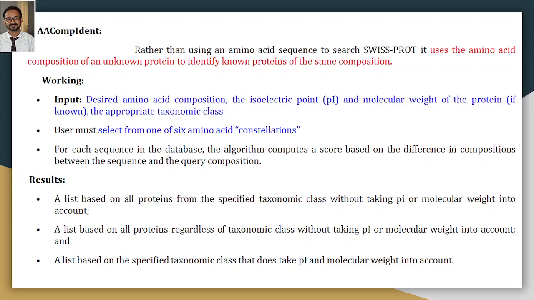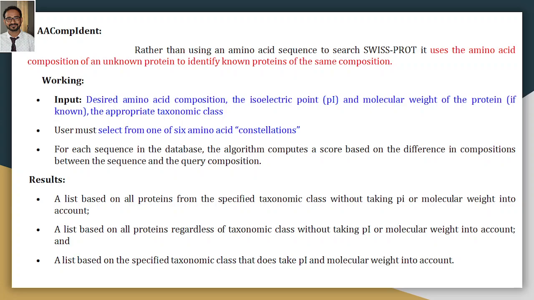Now, how it works: input any desired amino acid composition, and for example isoelectric point, pI, or molecular weight of the protein. These are all related to the composition of the amino acids, right? The appropriate taxonomy class has to be mentioned. Next, the user must select one of the 6 amino acid constellations. For each sequence in the database, the algorithm computes a score based on the differences in the composition between the sequence and the query, and finally it gives the results.